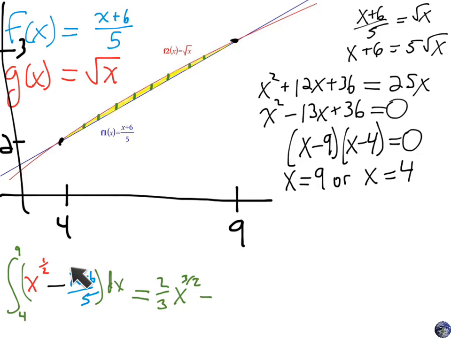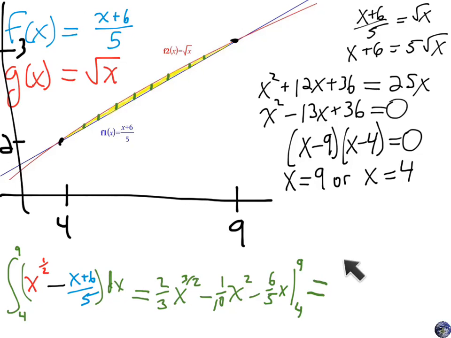And I'm just going to split this up. So we have minus x over 5 minus 6 over 5. So when I integrate it, it's add 1, divide by the new exponent. So the 1 becomes a 2, and then the 1/5 becomes a 1/10 divided by 2. And last but not least, we got the minus 6/5 when we integrate it is minus 6/5 x. We're evaluating it between 4 and 9.